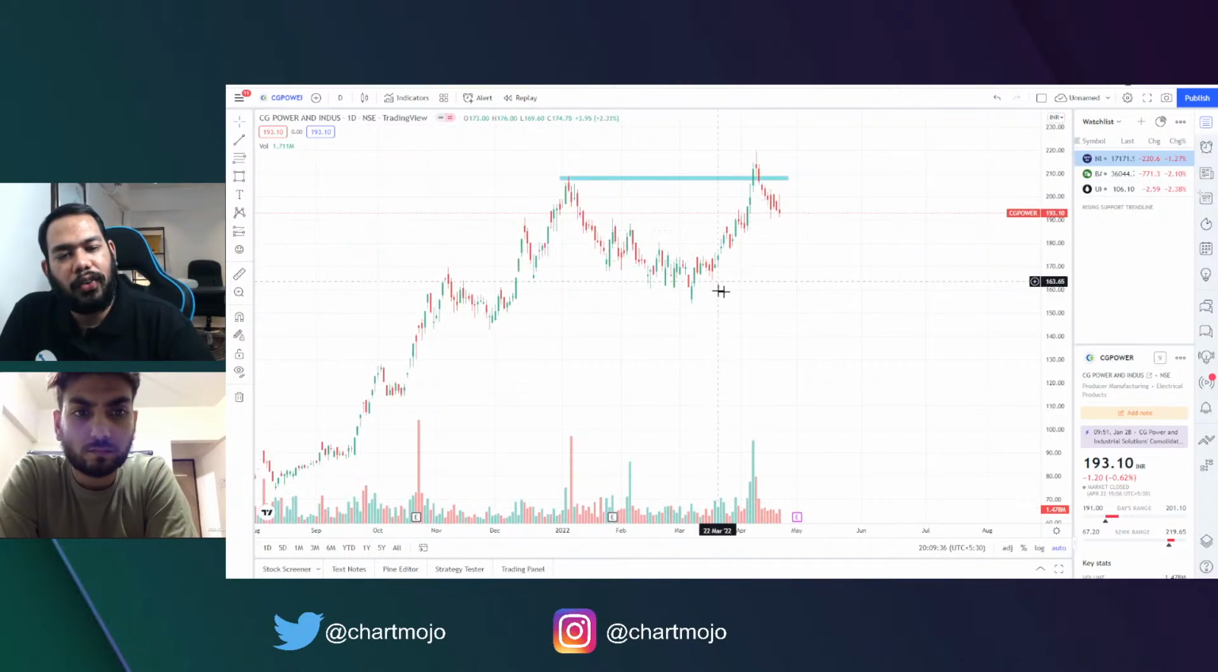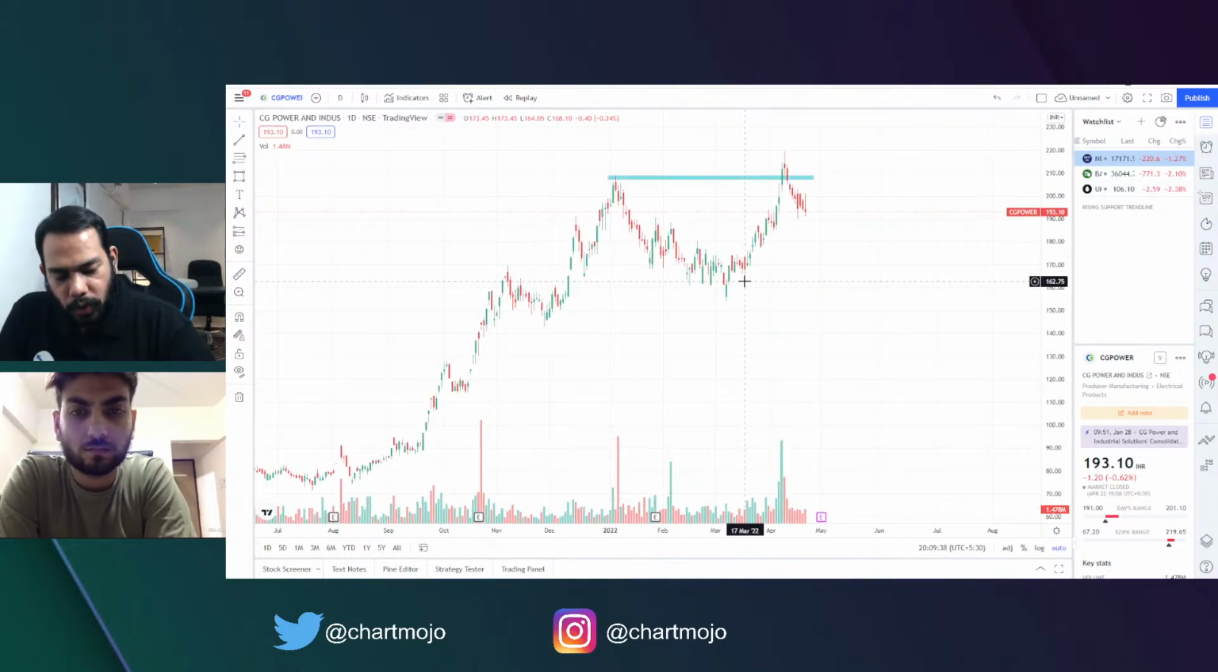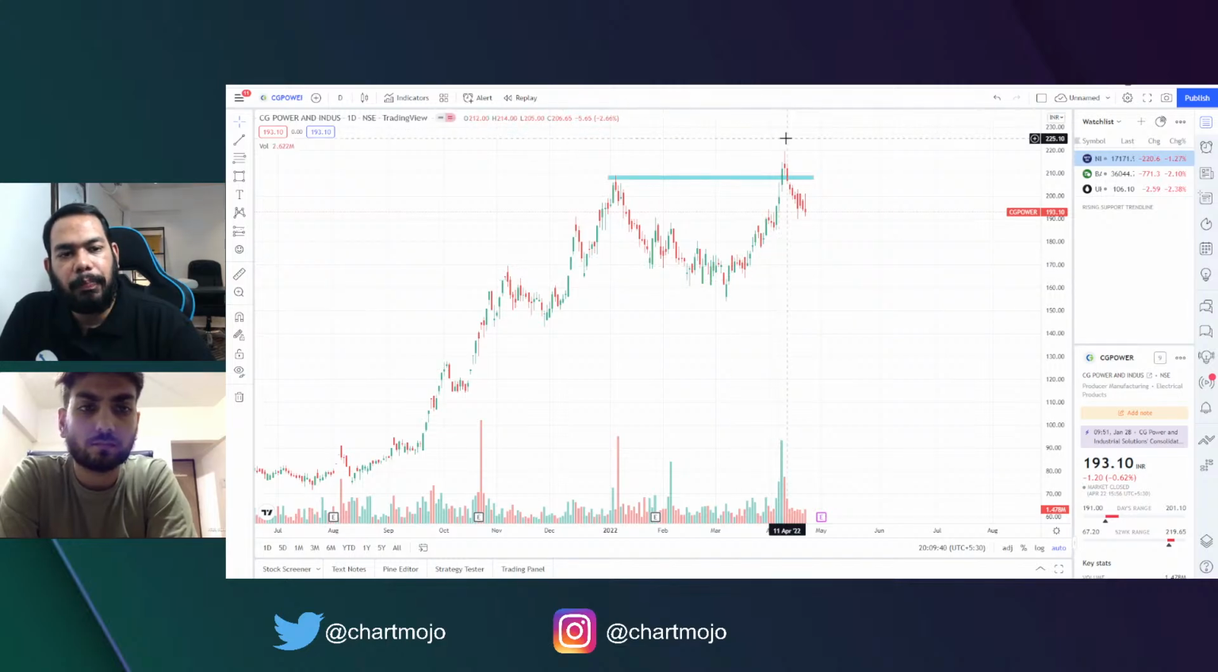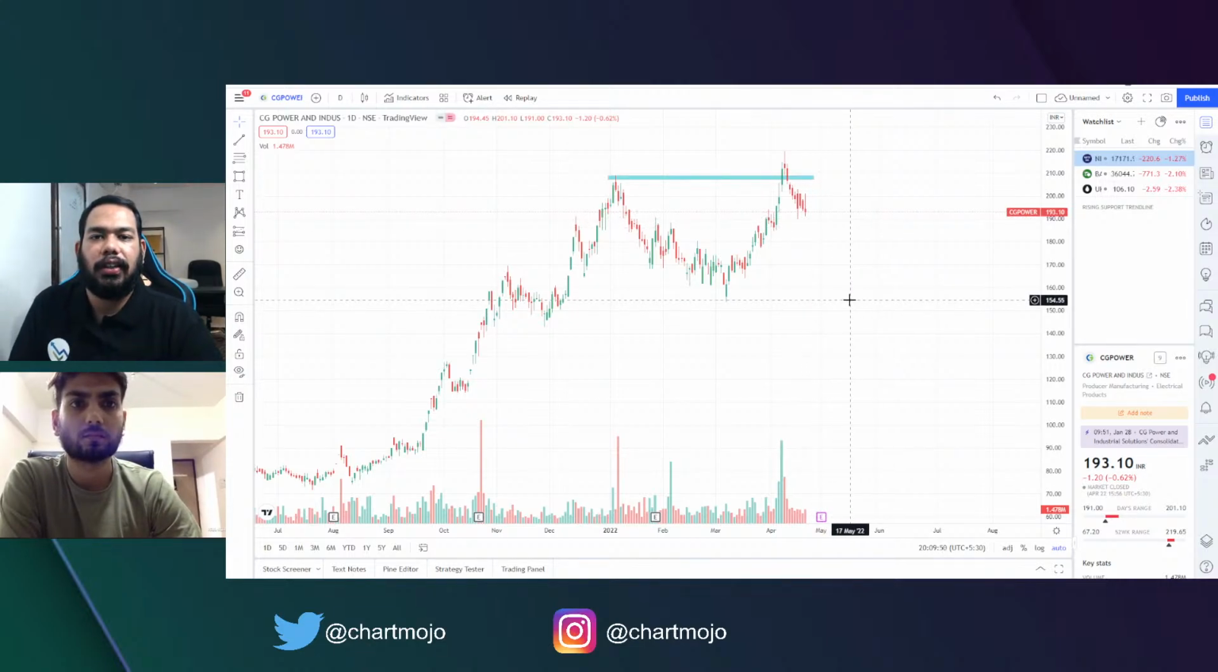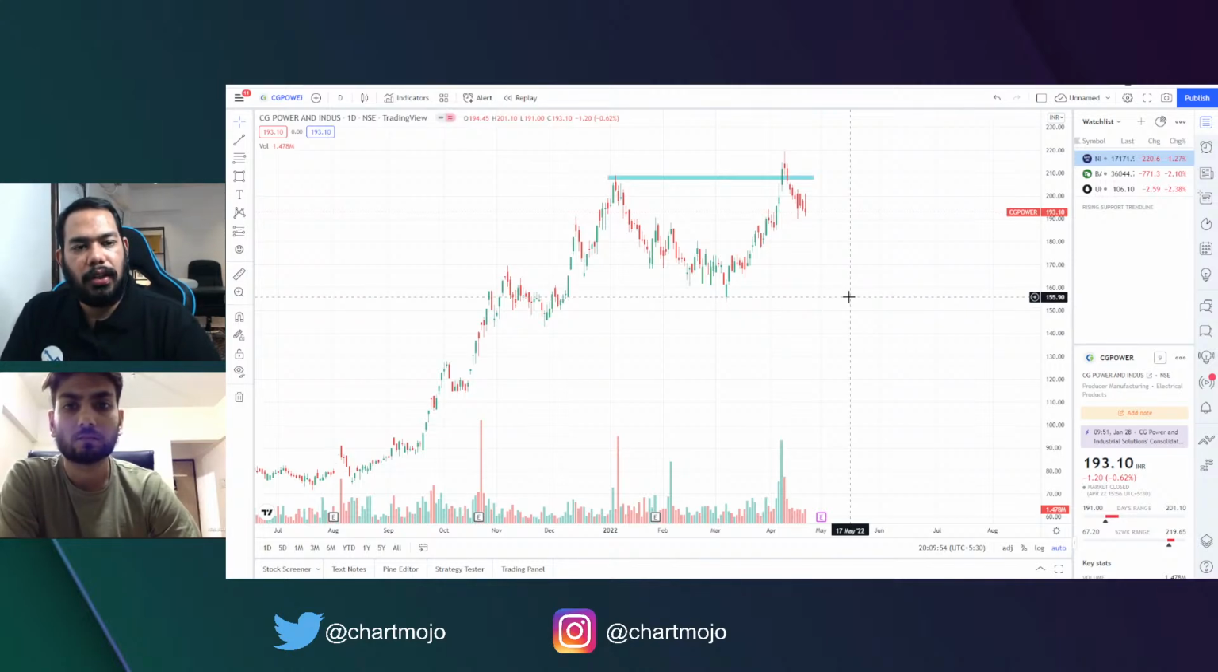If one is holding this trade for swing trade purposes, then one can just wait for the 190 level. So yeah, don't make any fresh position. Just exit if someone has traded on the breakout. Wait for 190. Yes, Abhishek.